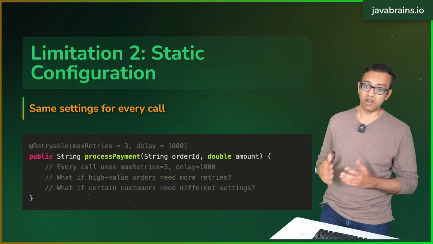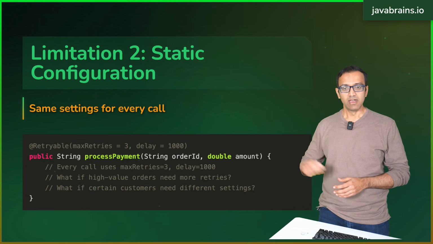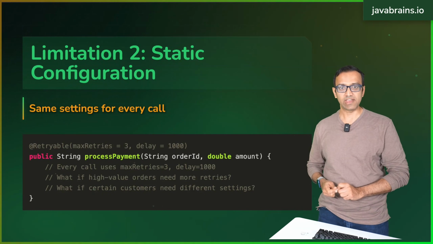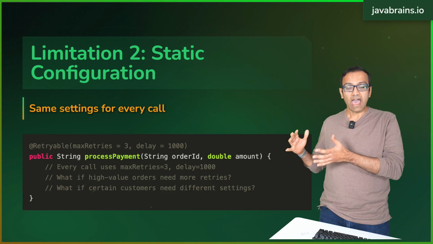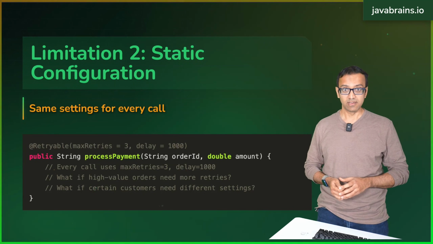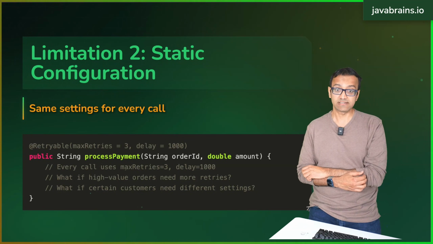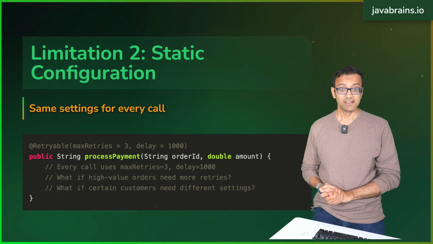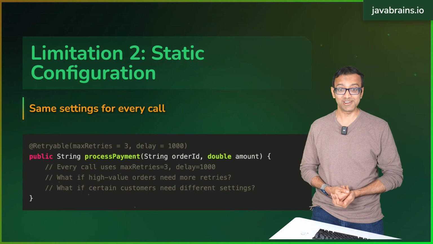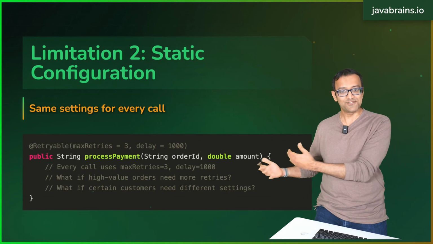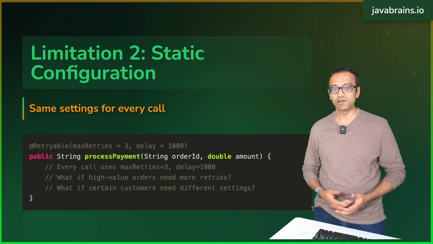Secondly, this is a static configuration. When you put an annotation on the process payment method, you're basically saying whoever calls process payment, they're going to retry the exact same amount of time, have the exact same number of retries, the exact same amount of jitter. It is at the method level. It's the same setting for every call. You might want to configure it. So for example, let's say there is a high value order. You want to do more retries. There's a $10 order. Okay, let's do 3 retries. Let's say the order is for, I don't know, like $100,000. You don't want to give up so easy. You want to try it a few more times and see if it works.